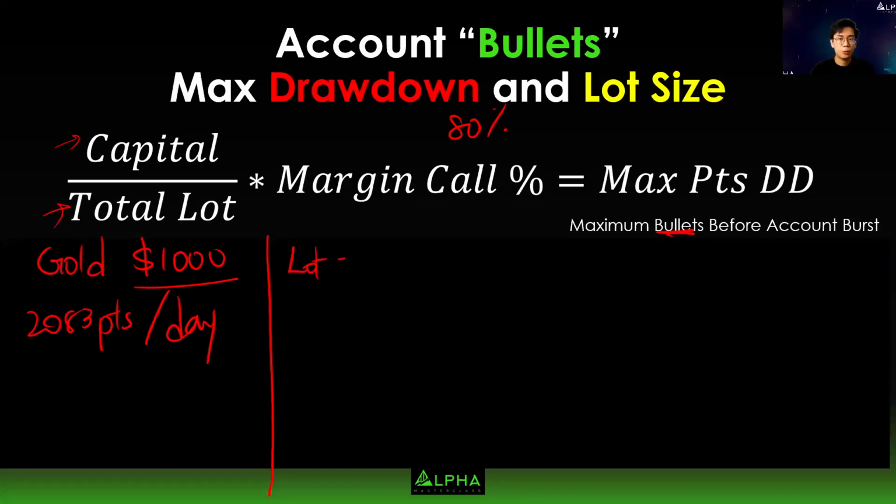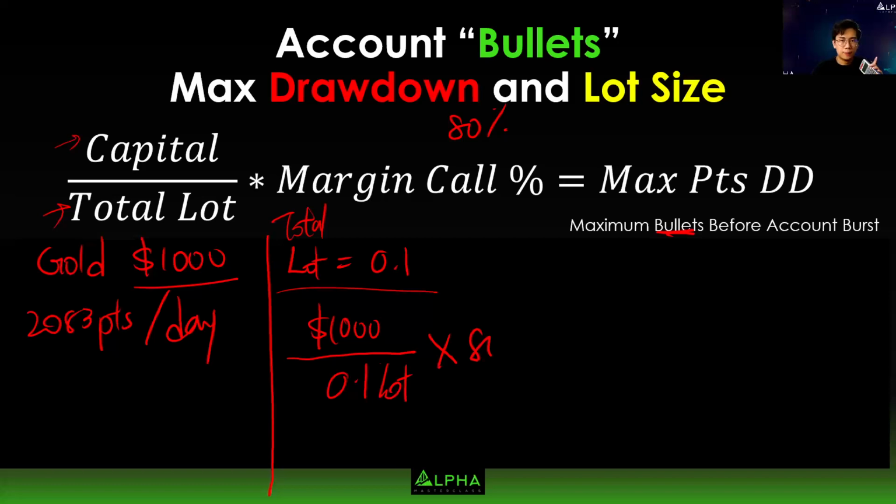Now, let's say the lot size that you open is 0.1 lot total. Total means every single trade added together. You put everything in the formula. Your capital is $1,000. Guys, do me a favor: get your calculator ready and calculate this together. You have capital of $1,000 right now. Then you divide by 0.1 lot and multiply by 80%. What will be the number? 1,000 divided by 0.1 times 80%.